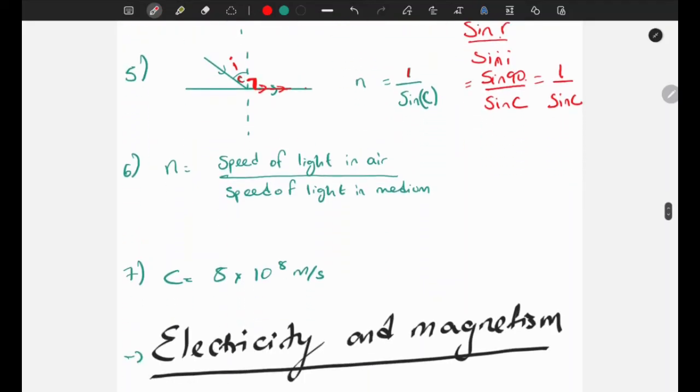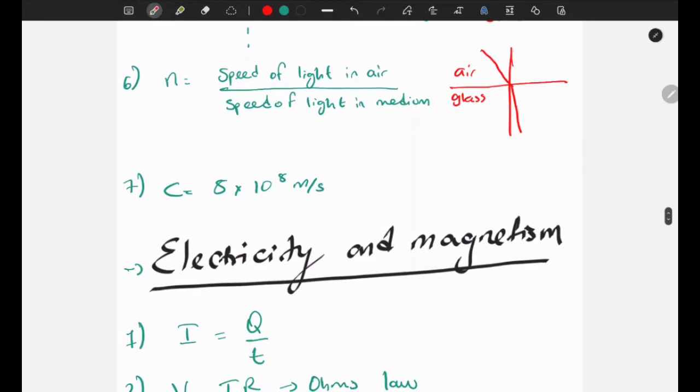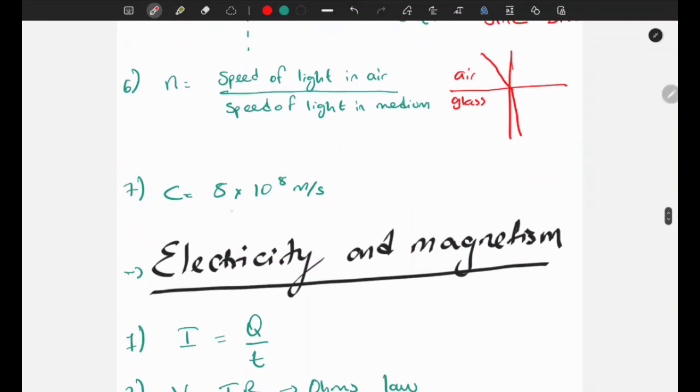And the final formula for refractive index is the speed of light in air over the speed of light in a medium. So let's say this is air and this is glass: the speed of light in air over the speed of light in the glass would give us the refractive index. The speed of light in air is, there has been a mistake, it should be 3 times 10 to the power of 8 meters per second. That is the speed of light in air.